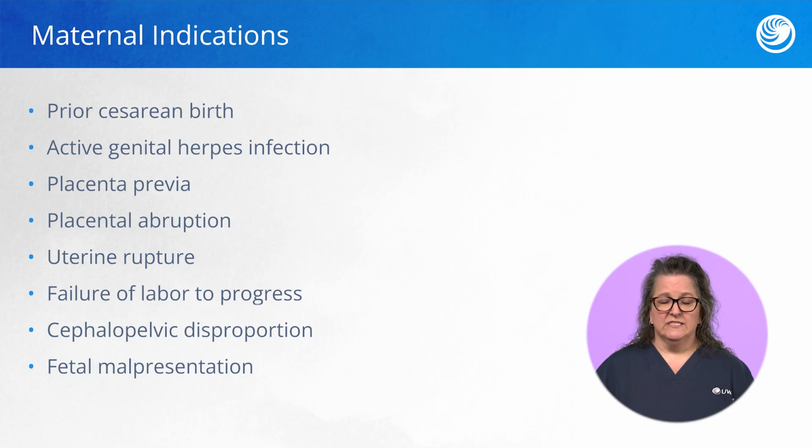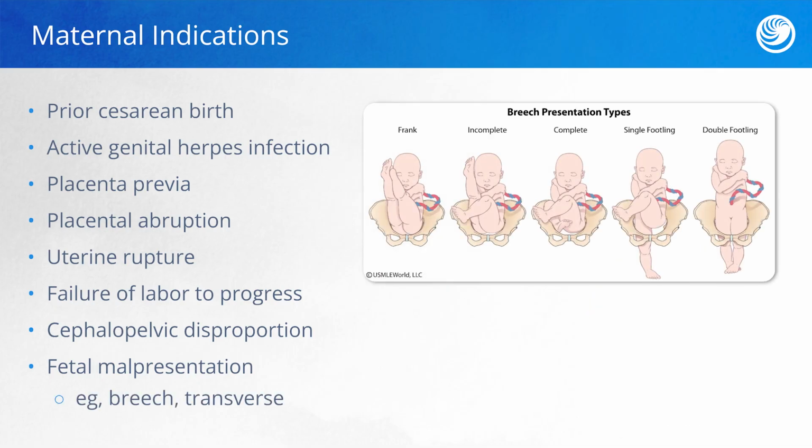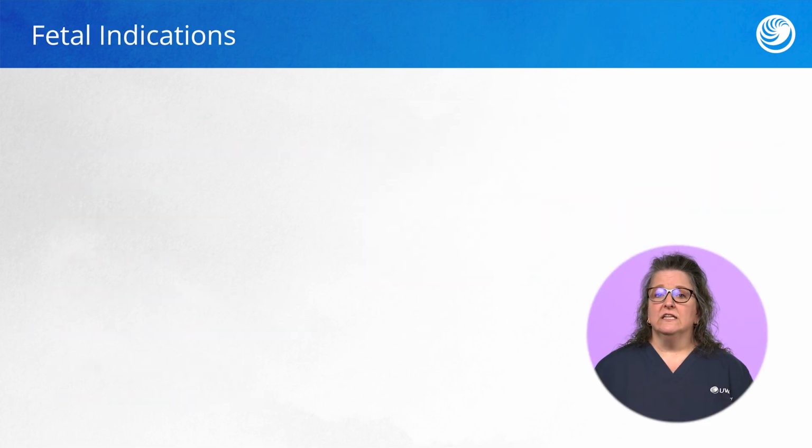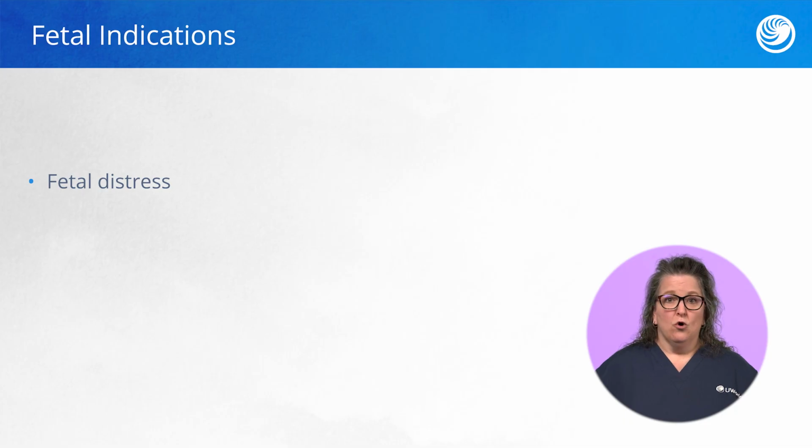Fetal malpresentation, like the breech position, as seen in the image here. Or transverse presentation, in which the fetus is sideways. Fetal indications include fetal distress. This is determined from looking at the fetus's heart rate. If it is too slow or if the fetus is having late decelerations, a cesarean birth may be indicated.